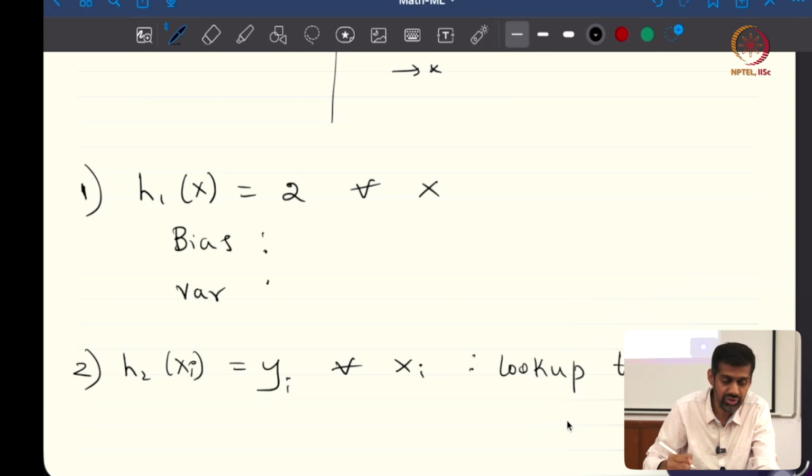What about the bias of this and variance of this? What will be the bias of this first classifier? Let's only say whether it's high bias or low bias. What is the bias of this? Extremely high bias, right? What about variance? Please show this algebraically. Another homework. Show that for this particular hypothesis, variance is 0.